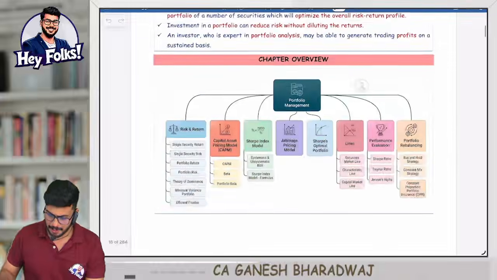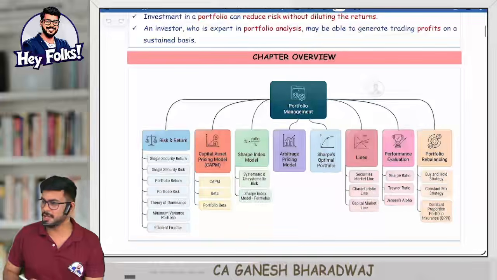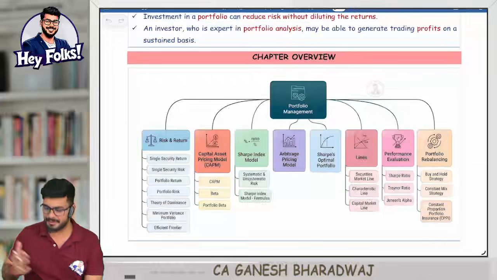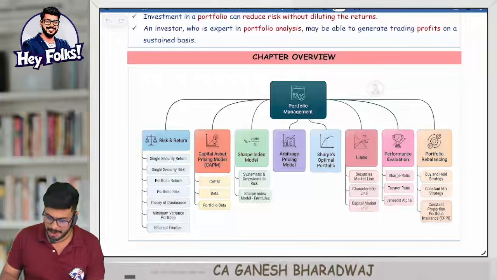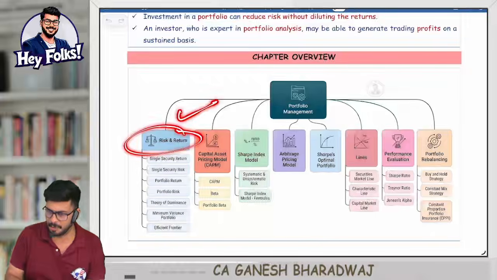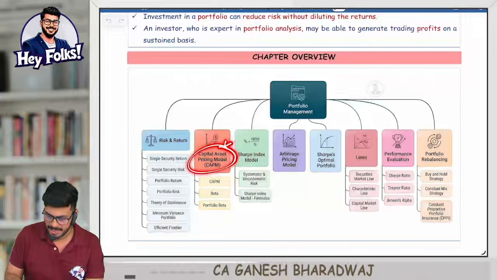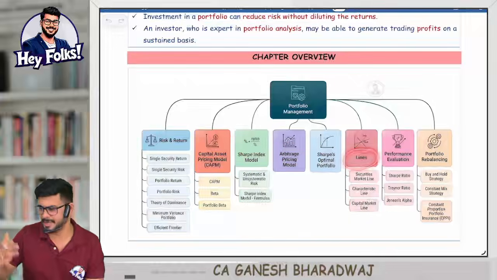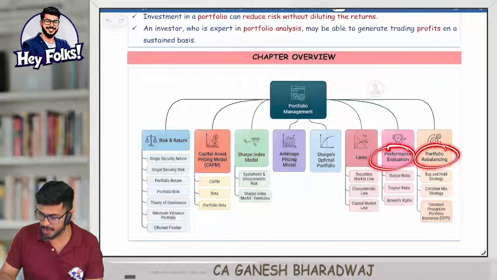Now, guys, in this particular chapter, portfolio management, I have bifurcated the entire chapter into 8 parts. Risk and return is the first part we'll be seeing. Then there are CAPM, the Sharpe Index Model, the Arbitrage Pricing Model, Sharpe's Optimal Portfolio, lines, performance evaluation, and portfolio rebalancing.